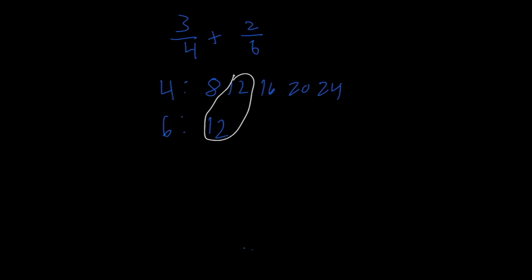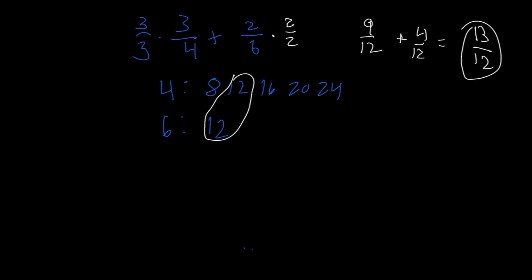So then I'm going to multiply both fractions. To get 12 from 4, I need to multiply it by 3, so multiply this by 3 over 3. And for the other one, to get 12 from 6, you need to multiply it by 2, so 2 over 2. Then I'm going to get 9 over 12 plus 4 over 12. This is going to get me 13 over 12, which is my final answer.